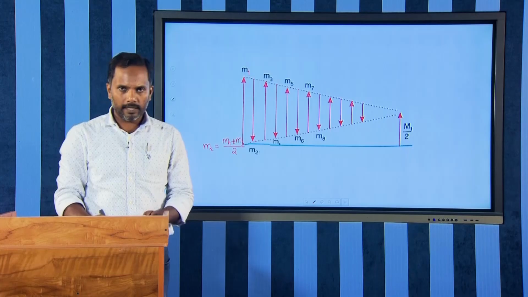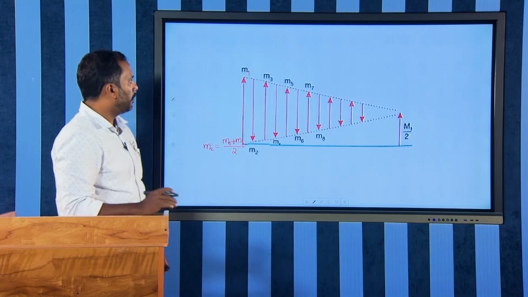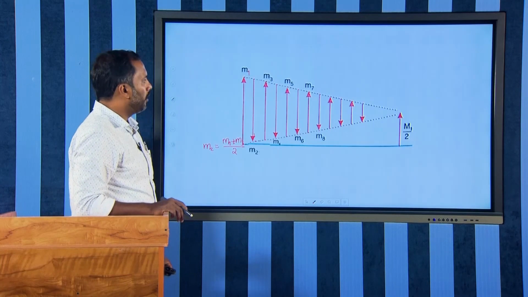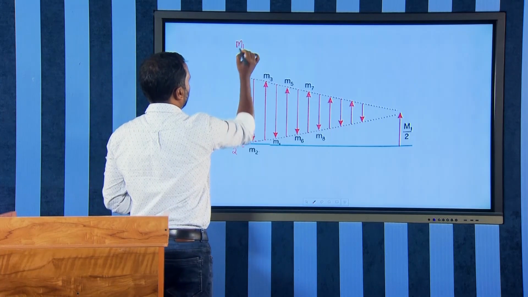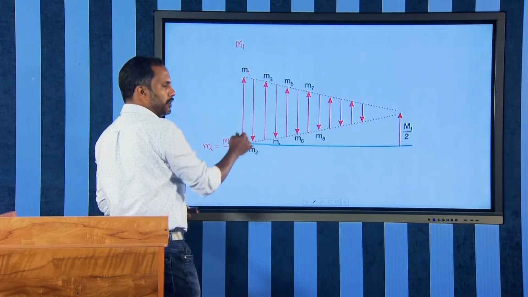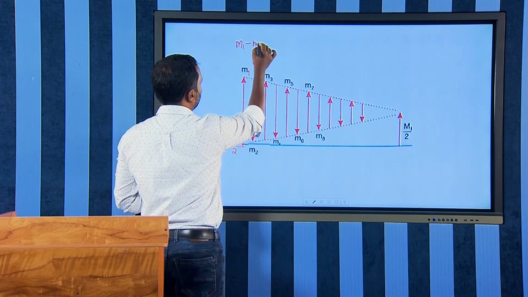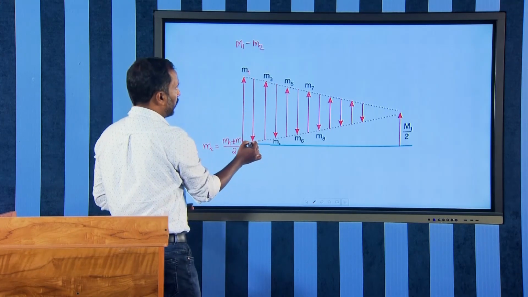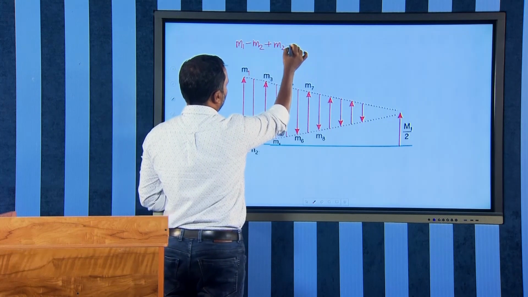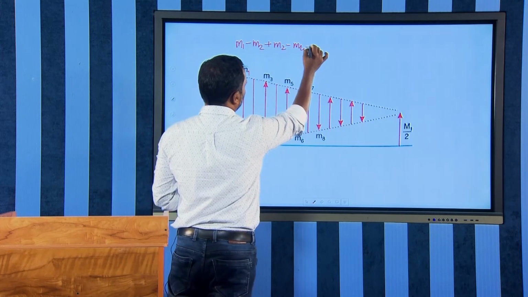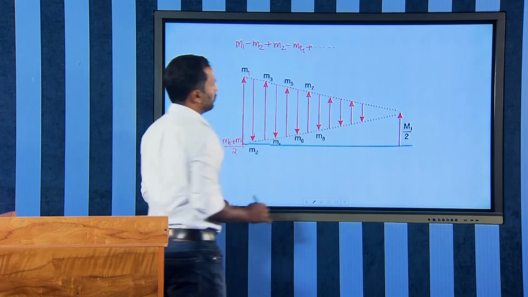So, the resultant amplitude at point P will be first M1, which I am taking as positive, then M2 is in the downward direction, therefore I am taking M2 as minus, then M3 is in phase, then M4 is out of phase, and so on. So, this is how.